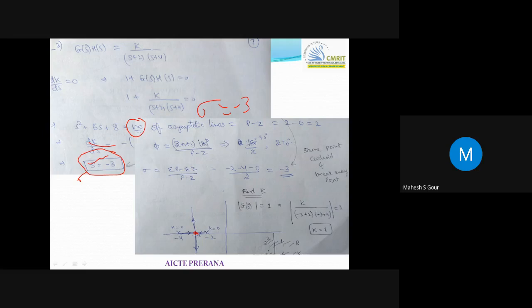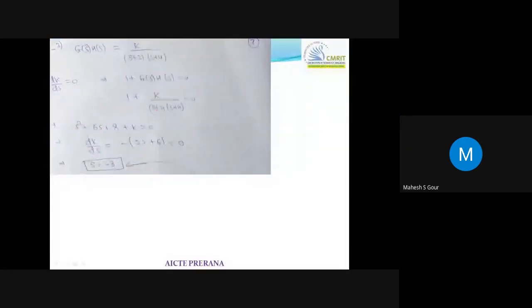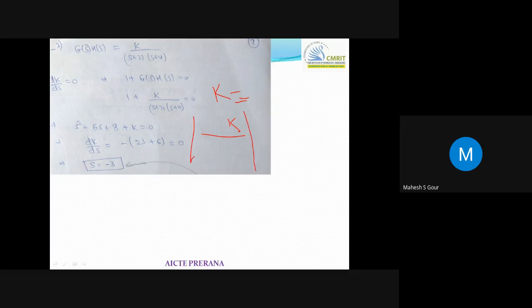Both of these will go close to each other. So what will be the value of K? See, if you want to find the value of K for the stable system, you should take the magnitude of this and put the value of s equal to minus 3. So what I mean to say is, if I want to find the value of K for the stable system, for the open loop, you should put mod equal to 1.